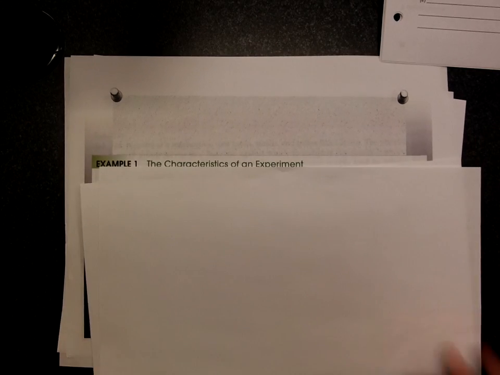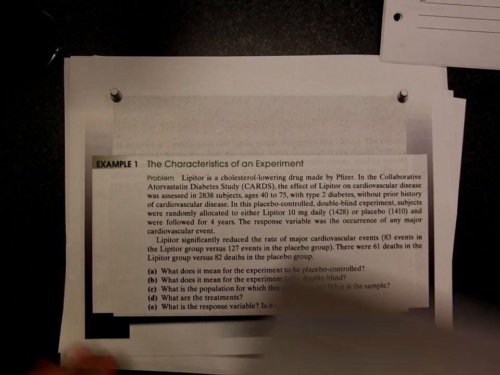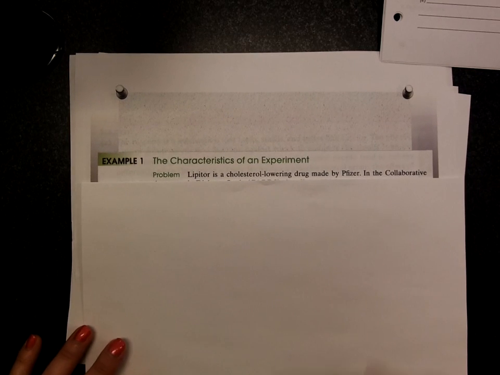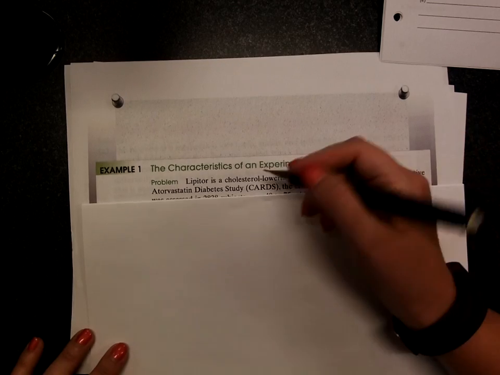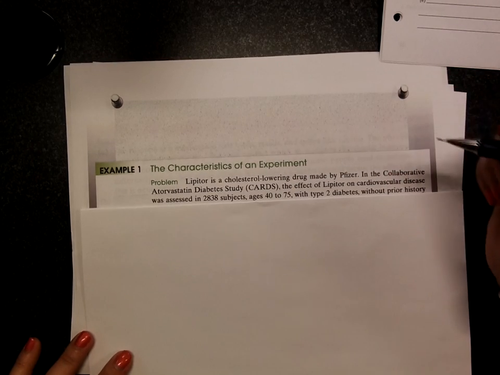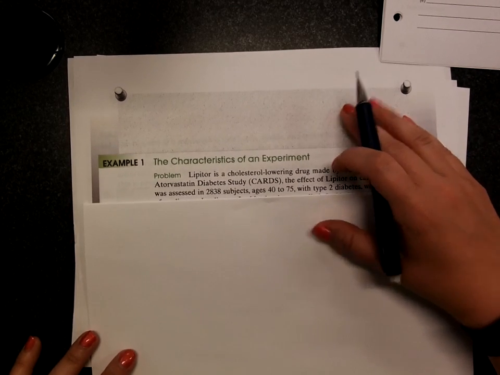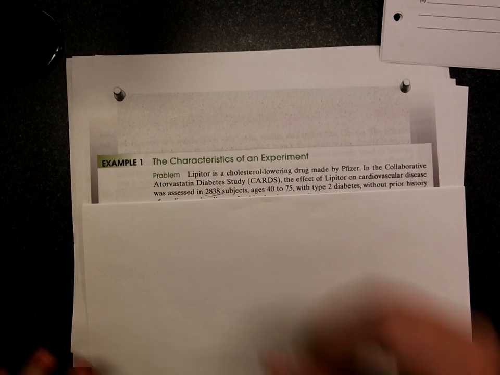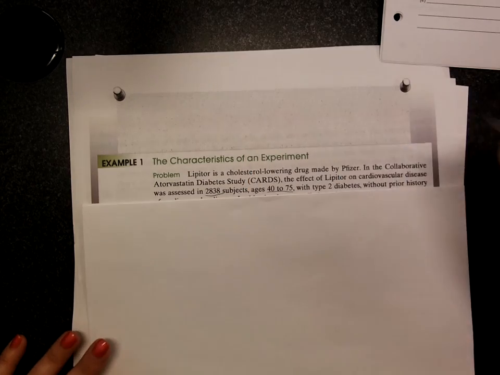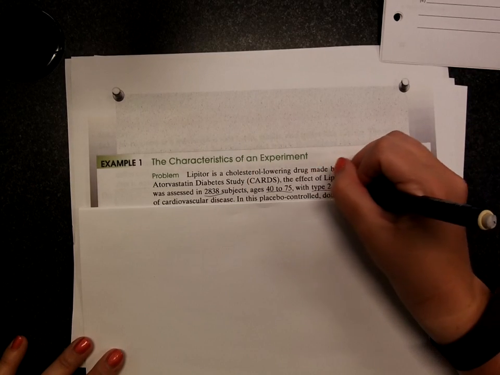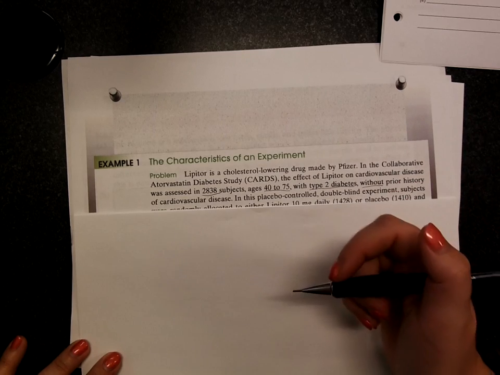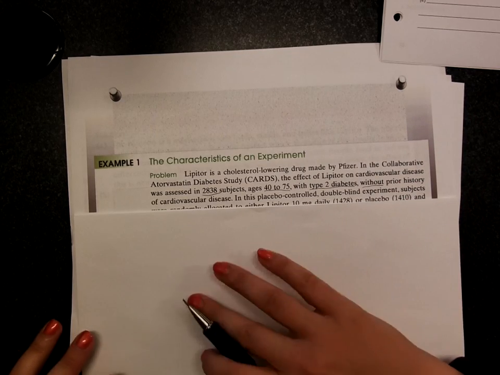So now we're on page 9. It says Lipitor is a cholesterol-lowering drug, and they had a study. They studied the effect of Lipitor on cardiovascular disease. It had 2,838 subjects, different ages from 40 to 75. They already had type 2 diabetes and were without prior history of cardiovascular disease. So they have a very specific group of people.